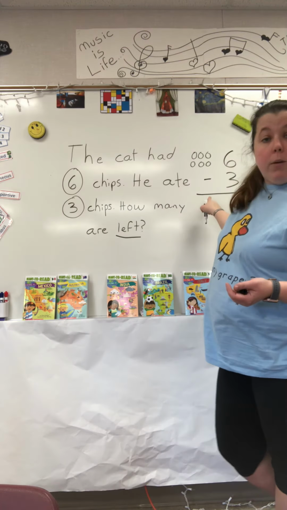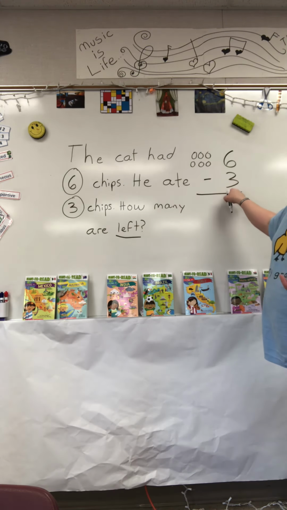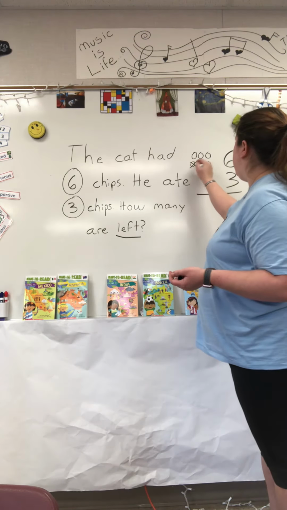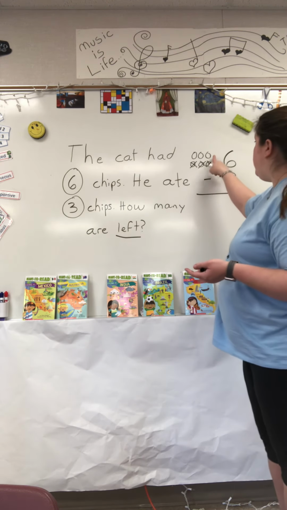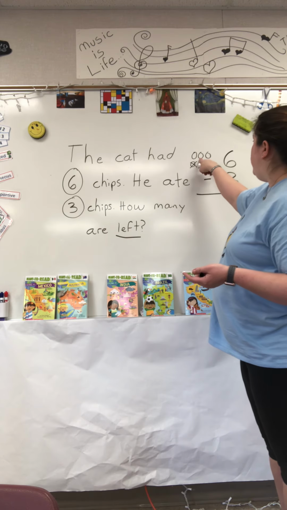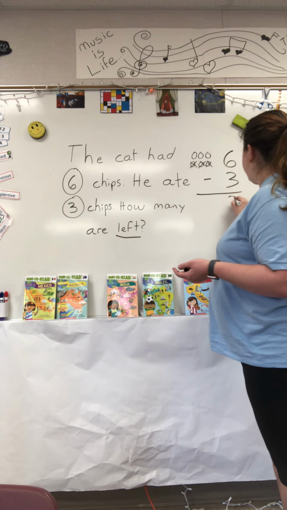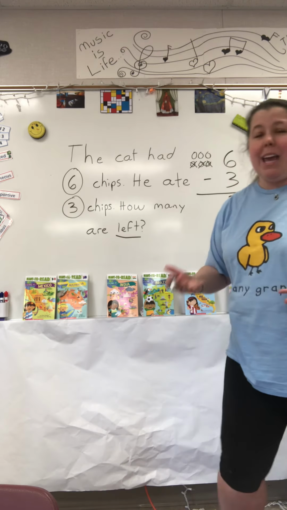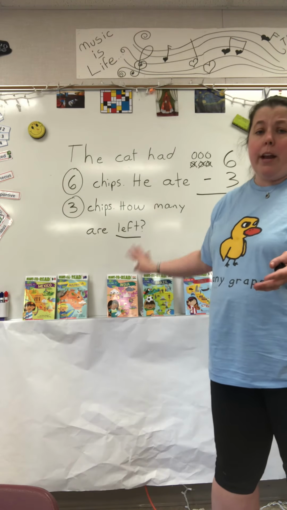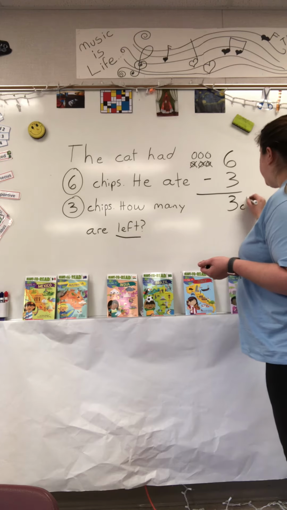And how many did we take away? We took away 3. So we're going to slash 3. And then we're going to count how many are left. 1, 2, 3. 3 chips left. And I like to put the label on there just so I know what I'm talking about when it comes to the story problem. So I would write 3 chips.